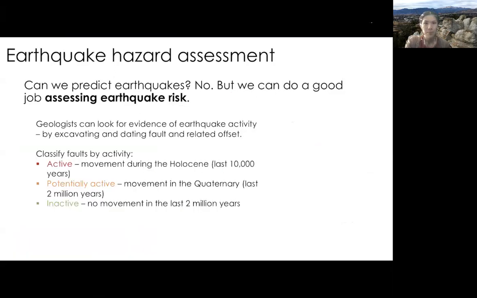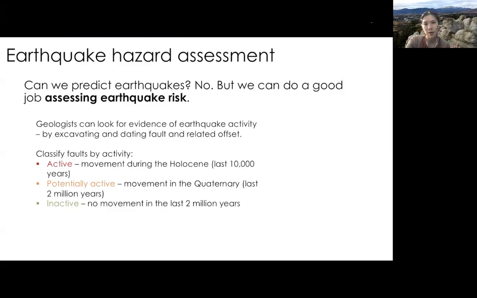When we do this, we can compile a list of the earthquakes we've trenched, and we can see whether or not they've been active in the last 10,000 years. We classify faults through this general rating, where faults classified as active, and therefore posing an earthquake risk, are faults that have had movement during the last 10,000 years, during the Holocene.